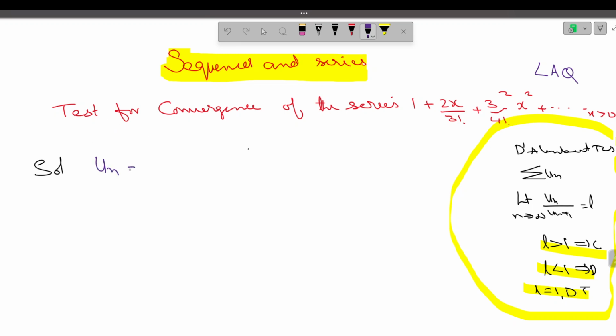First, you have to go for un. un is not given, so un is n to the power of n minus 1, x to the power of n minus 1, by n factorial. Now if you go for un+1, this n will become n plus 1 to the power of n, x to the power of n, by n plus 1 factorial.